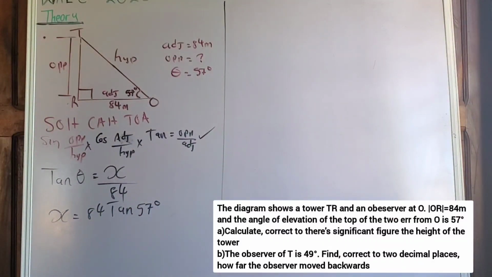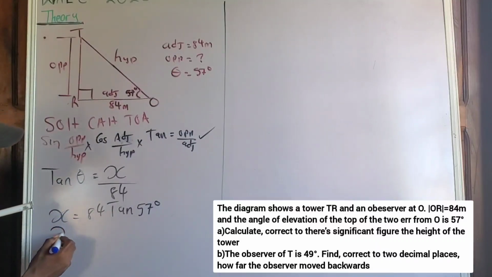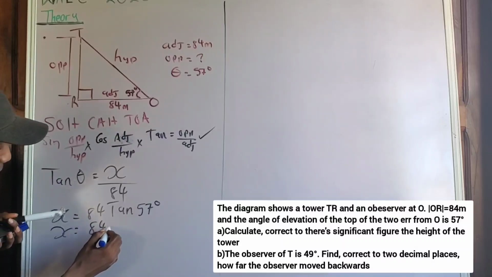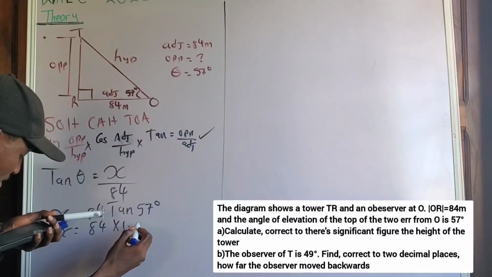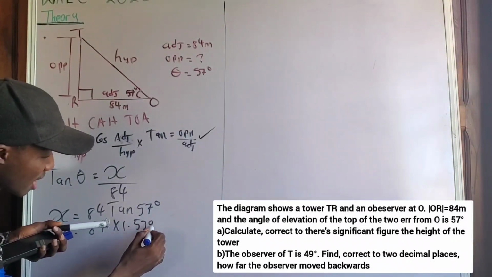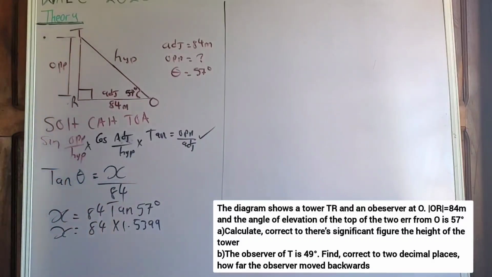Tan 57 degrees, please pay attention. Tan 57 degrees will give us 1.5399. So I'm going to have x equals 84 multiplied by 1.5399. Okay, 84 times 1.5399, that is 129.3516.